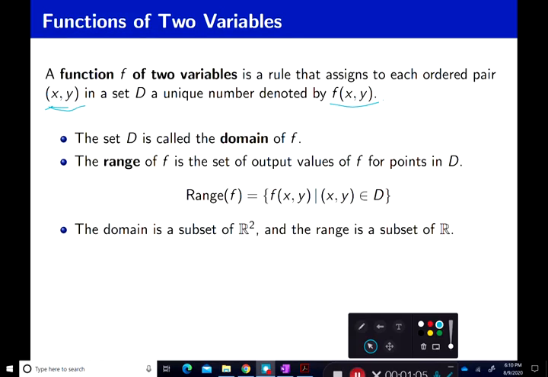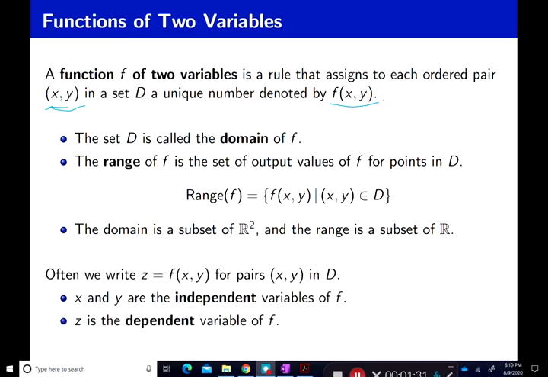The range of f is basically the output f of x and y, where x and y belong to D, the domain. The domain is a subset of R2, and the range is a subset of R. Again, functions of two variables are scalar output functions. We write z equal to f of x and y for pairs x and y in D. X and y are independent variables of f. Z is the dependent variable of f.